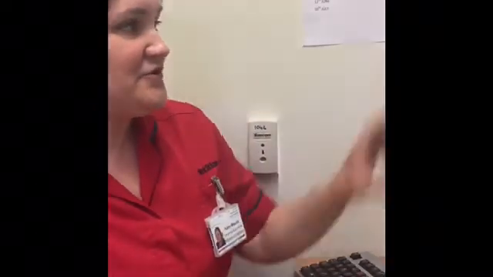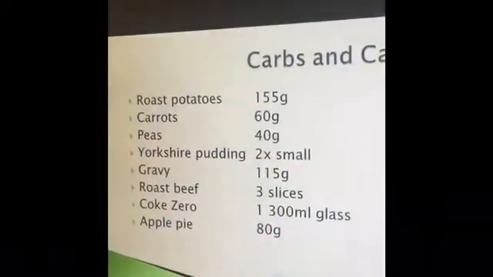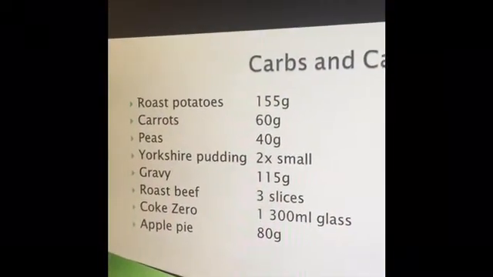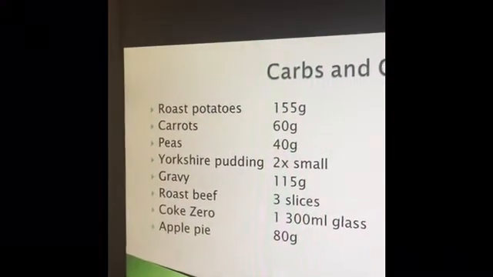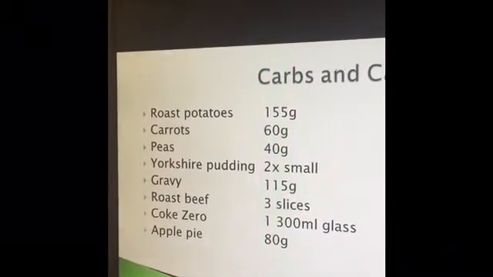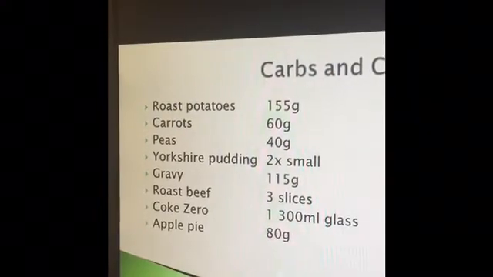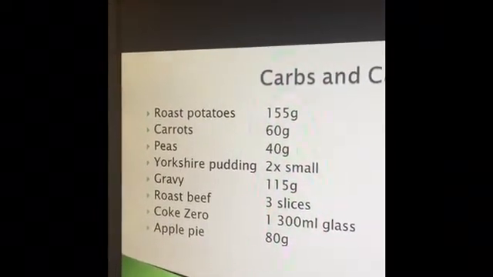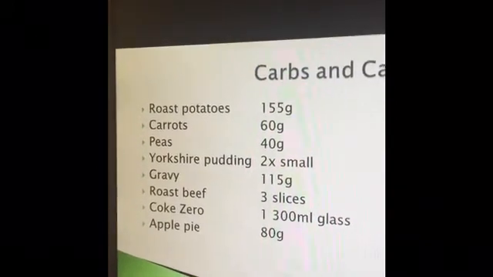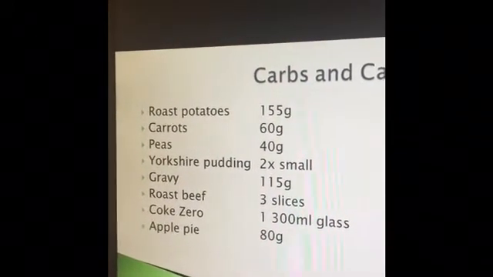So I'm going to work with the book, and I'm going to go through this particular menu as an example of how to use it. First of all, when you look at the meal, we've got to identify which foods contain carbohydrate. The first one, roast potatoes, definitely we'll need to count. Carrots and peas are vegetables, so I wouldn't normally count those. Yorkshire pudding, yes. Gravy, yes, because of the thickening agent.